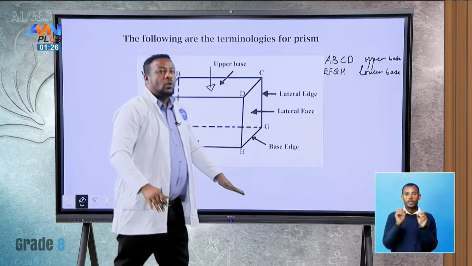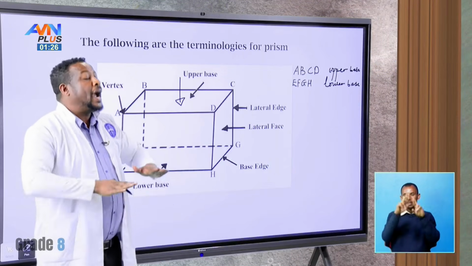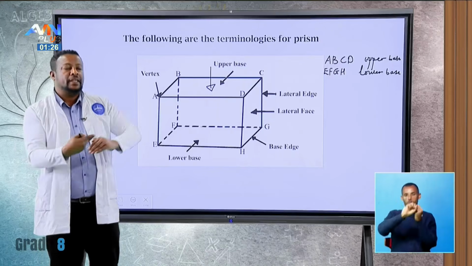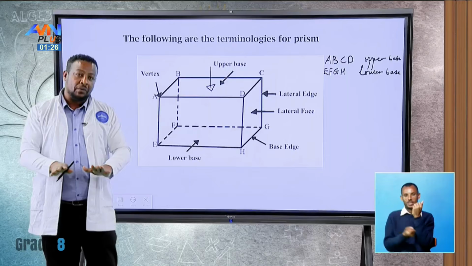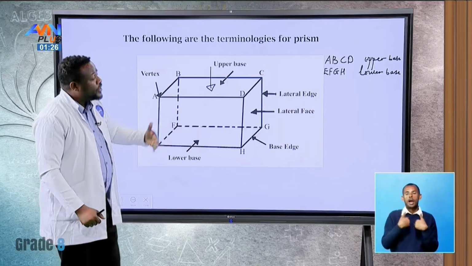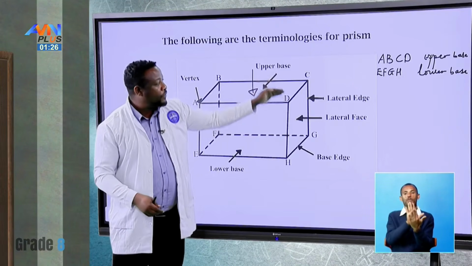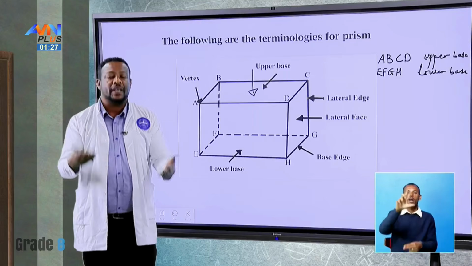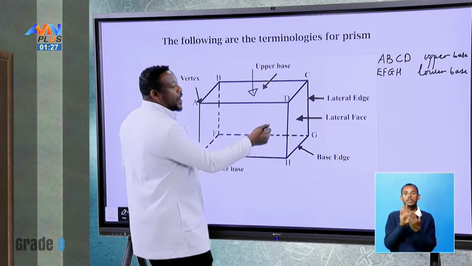Okay, so it's not only for rectangular prism. Any prism contains 2 bases, the upper base and the lower base. In this case, our bases are rectangular regions, so we do have 2 bases. The other thing is the front face, the back face, and the side faces are called lateral faces. Okay, so our lateral faces are 4.